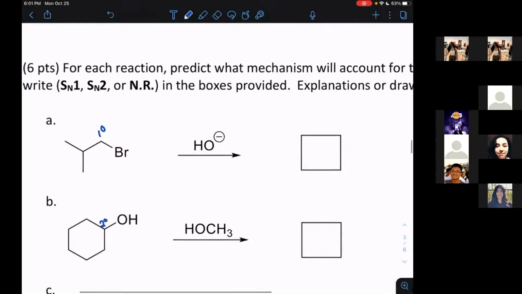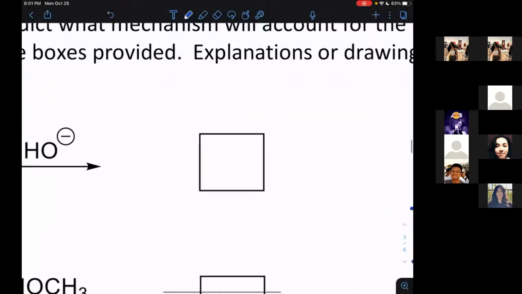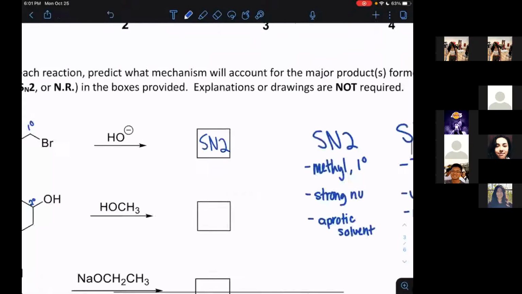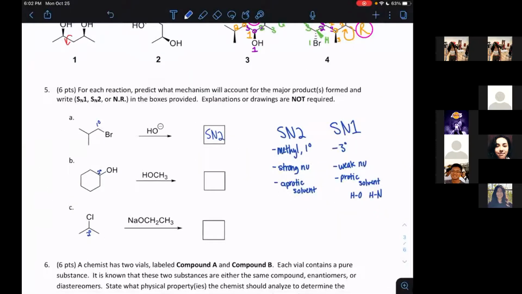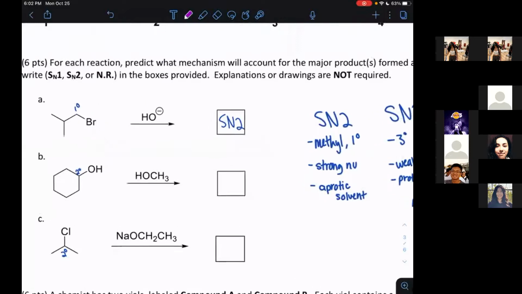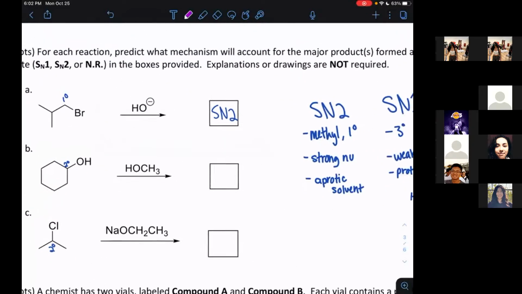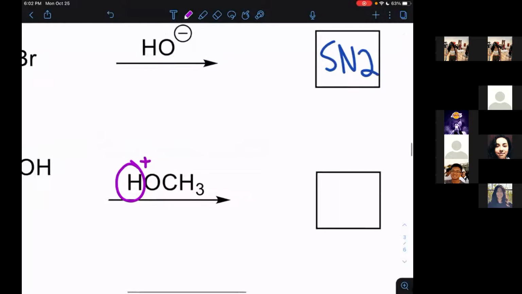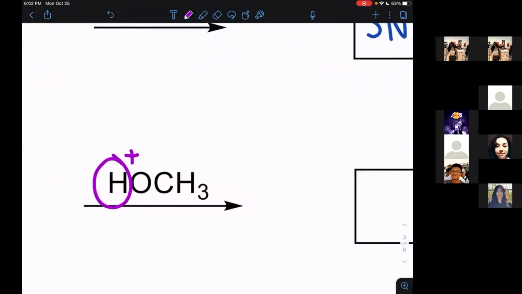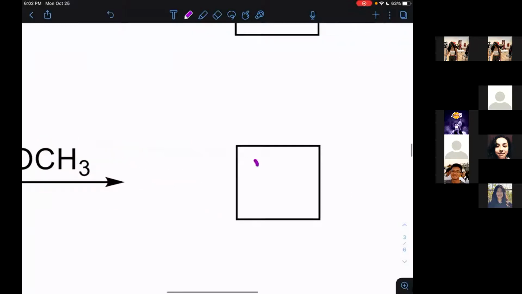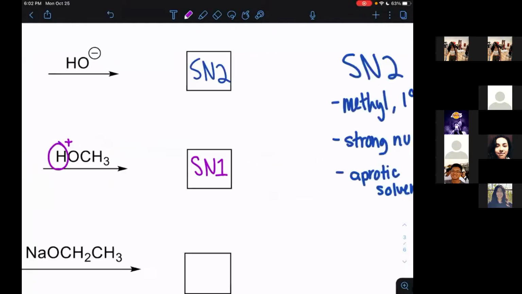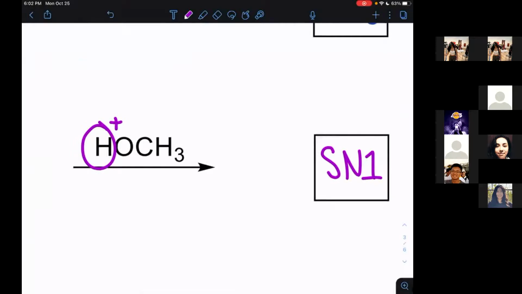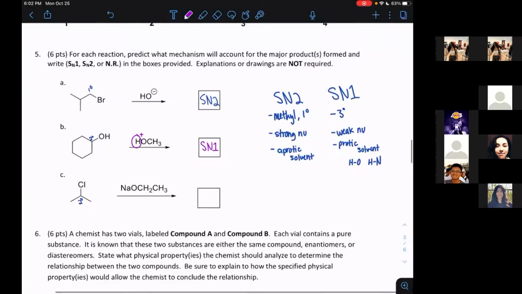So we know from this one, since it's 1-degree, it's going to be SN2. 2-degree could be any of them. Then you can look at the solvent that you have. This one has a hydrogen as the proton, so that's one of the main solvents or reactants of SN1. They always have an extra hydrogen that they can lose. So that's that one.